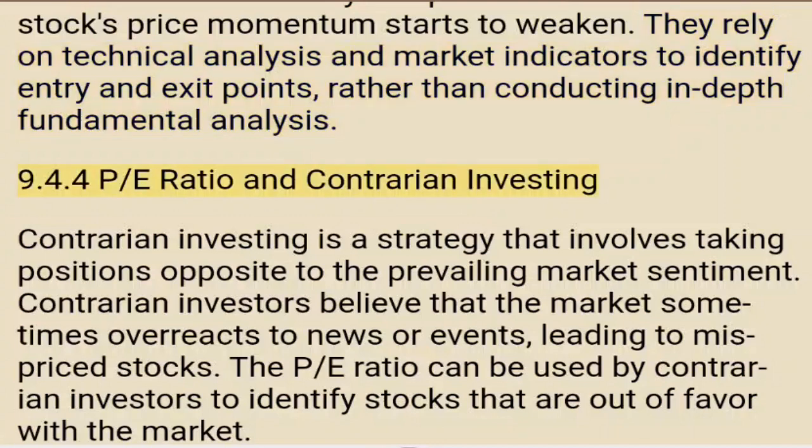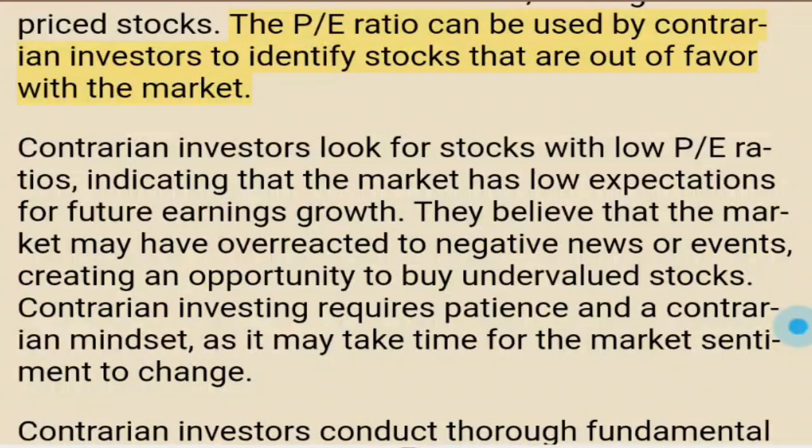9.4.4 P/E ratio and contrarian investing. Contrarian investing is a strategy that involves taking positions opposite to the prevailing market sentiment. Contrarian investors believe that the market sometimes overreacts to news or events, leading to mispriced stocks. The P/E ratio can be used by contrarian investors to identify stocks that are out of favor with the market. Contrarian investors look for stocks with low P/E ratios, indicating that the market has low expectations for future earnings growth. They believe that the market may have overreacted to negative news or events, creating an opportunity to buy undervalued stocks.